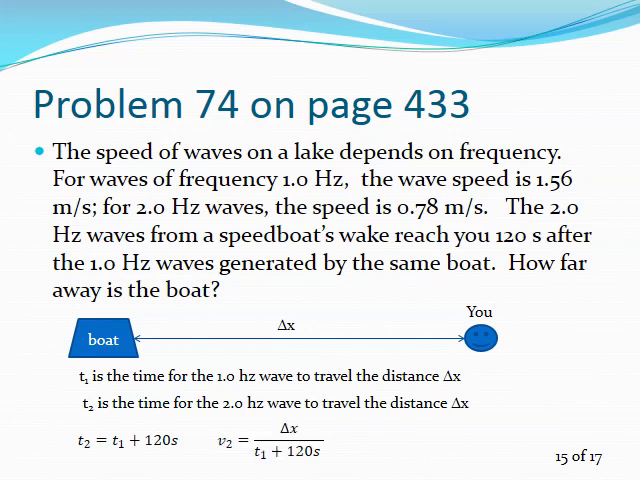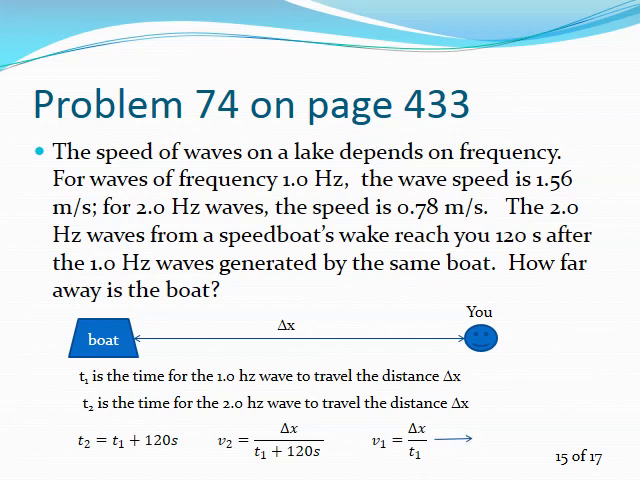So I know that these two times are related. I also know the velocity of the 2 hertz wave should be equal to its change in position divided by its change in time. And I put in the change in time associated with T1. I know the velocity of the 1 hertz wave. It's its change in position divided by the time it takes to travel. The whole idea is we want to find delta x. I have no idea what T1 is. So what I want to do is solve one of the equations for T1 and plug it in the other.